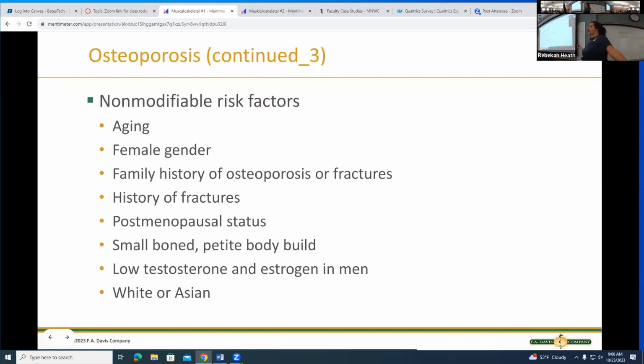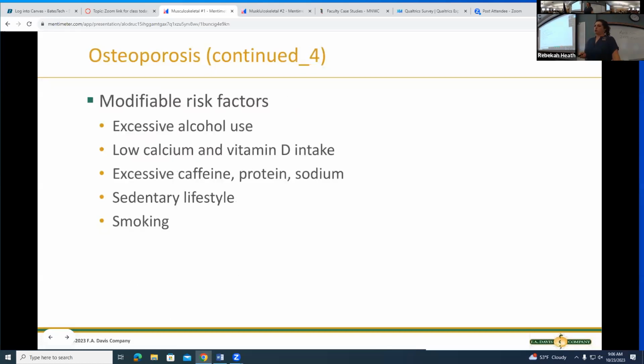Osteoporosis, non-modifiable risk factors: we talked about aging, gender, history, postmenopausal. Some of the hormonal shifts can make you more at risk. Modifiable risk factors: what can you do to help prevent osteoporosis? So this is really important. If somebody comes in who has already been identified as having osteoporosis, we're going to talk about not using too much alcohol. We're going to make sure that they're getting enough calcium and vitamin D.